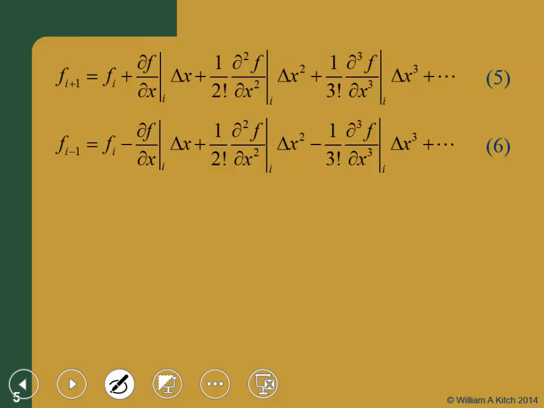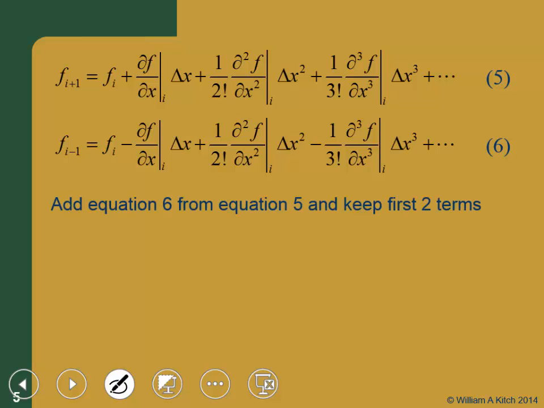Okay. So these are my two equations again. We're going to do something fancier yet again. Because before we subtracted those two equations, and we got a very simple equation to approximate the slope of the line at f of x, right? So now we're going to add these two equations, and we're going to keep only the first two terms.